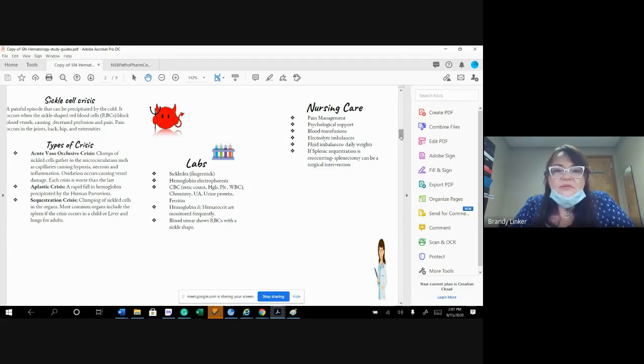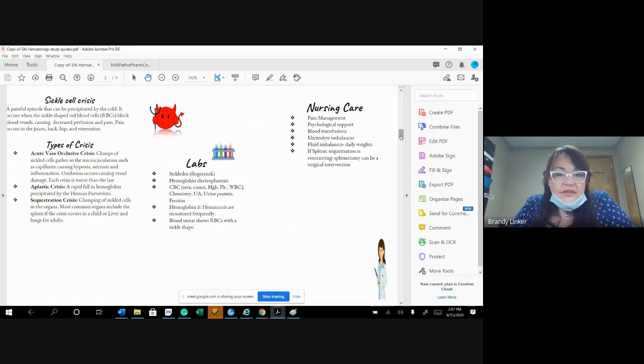Okay, so labs you can do. There's a SickleDex lab, and you can do that in clinic. It's just like a finger stick, and it looks for that hemoglobin S gene. So if mom or dad has it and they have a baby, they may do a SickleDex lab when the baby's newborn to find out if they have that hemoglobin S gene to watch for it. You're going to have hemoglobin labs. Electrophoresis will tell them if the cell has that gene to sickle.